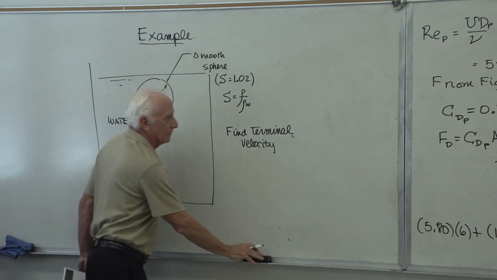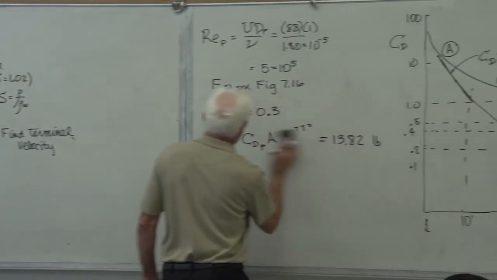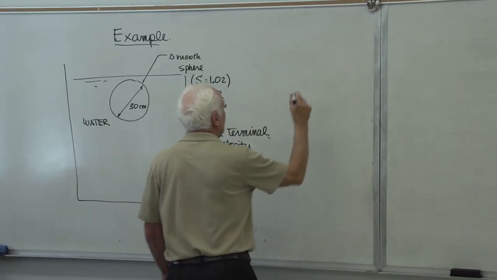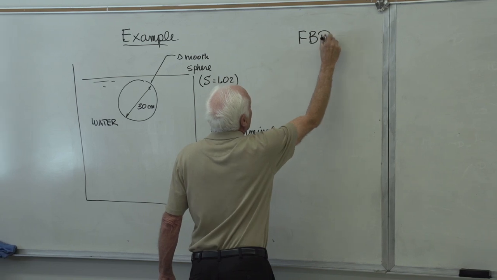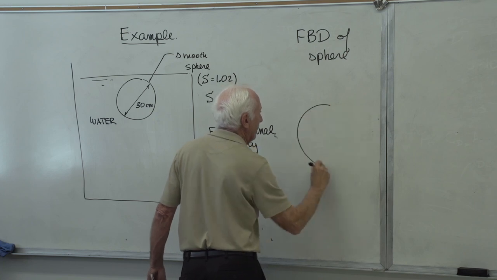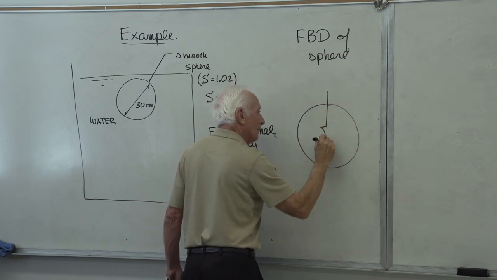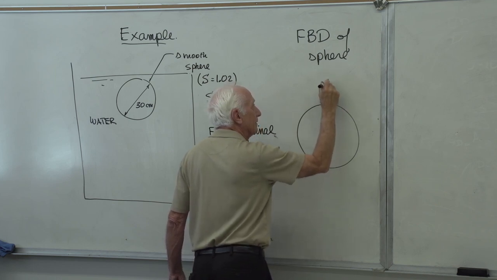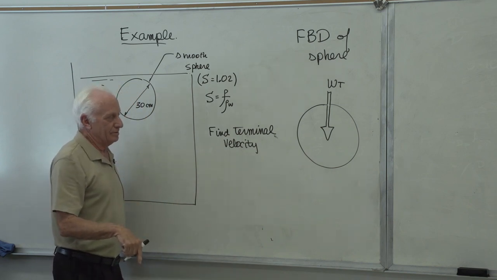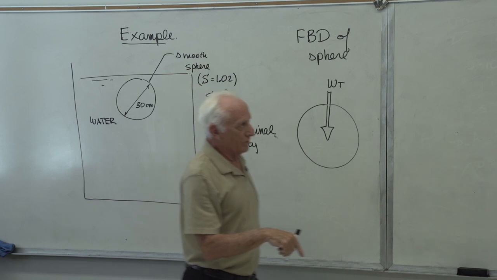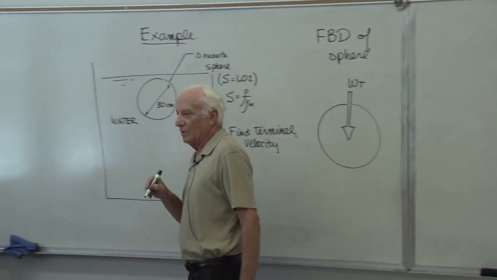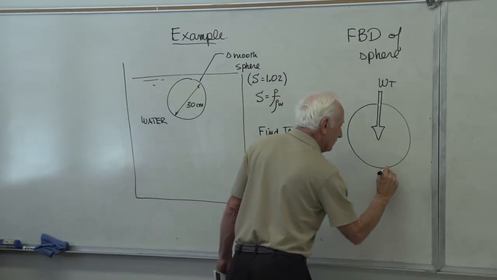Okay, all right, so let's put that here then. First thing we'll do, free body diagram of the sphere. We know the sphere has a weight. We know as it's going down, it has a drag force. There it is over there. What does a drag force try and do? Slow it down. Which way does it act? Vertically up.